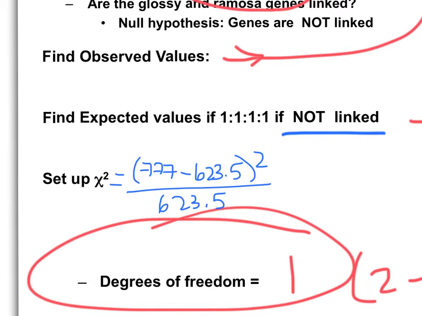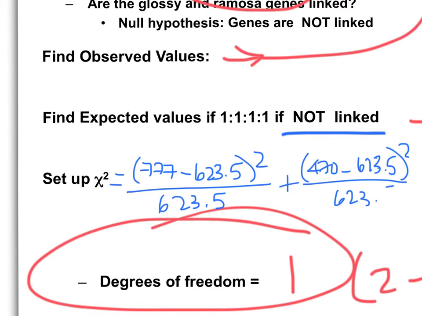expected plus observed minus expected squared over expected, right? And what does that equal? If we do all that math all together, that equals 75.6. So do we accept?